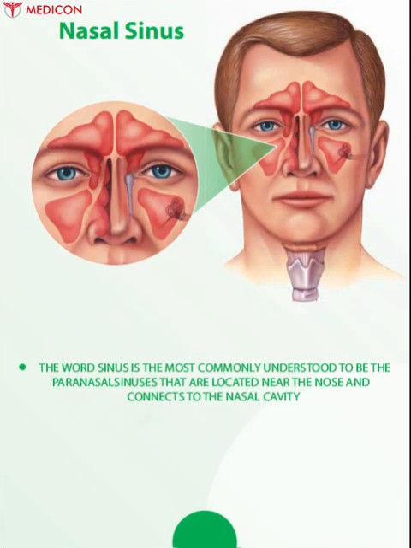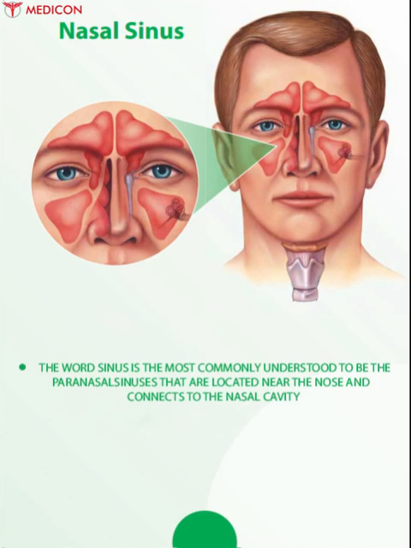Nasal sinuses. The word sinus is most commonly understood to be the paranasal sinuses that are located near the nose and connect to the nasal cavity. There are 4 types of paranasal sinuses, each corresponding with their respective bone.